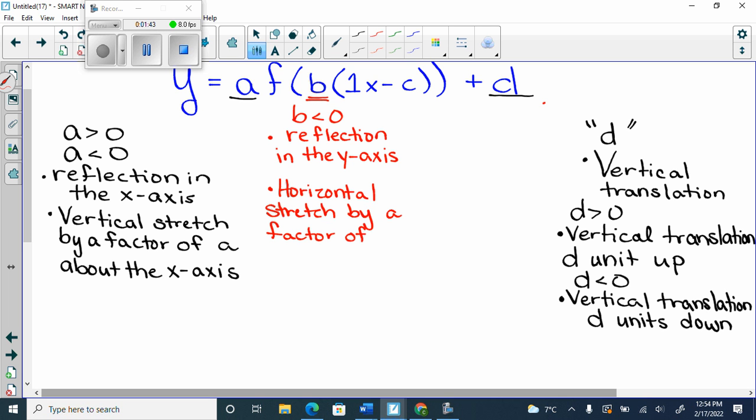What always happens to the horizontal stretch? Half of B? 1 over B. So it flips. It's a reciprocal, right? Currently B is over 1, right? Up there? It's B over 1. So the horizontal stretch is by a factor of 1 over B. And it's with the X, so it's about the y-axis. Yeah.